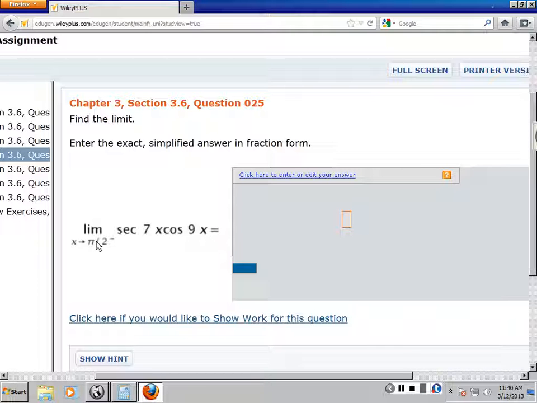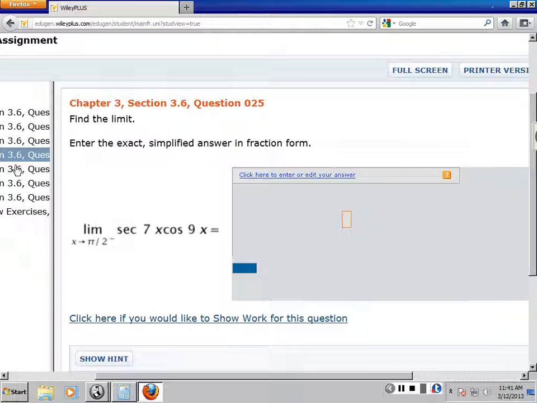So cosine at pi over 2, you think of either the graph, cosine at pi over 2 is 0, or you can think of the unit circle, at pi over 2, cosine is 0. So you have 0 over 0. You have to have an indeterminate form to apply L'Hopital's rule. Right now you have infinity times 0, but if you pull the secant down and write it as cosine, you have 0 over 0. So you can apply L'Hopital's rule.